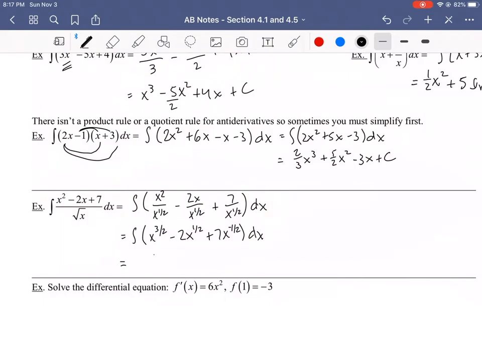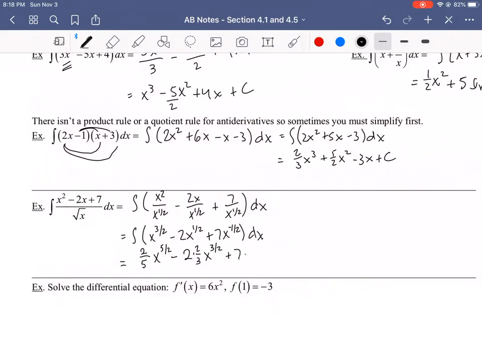So the first term is going to become x to the 5 over 2, and then when I divide by 5 over 2, that's simply the same thing as multiplying by 2/5. So I'm basically multiplying by the reciprocal of the new exponent. Minus, the 2 is just going to hang out in front, and then x to the 1/2 is going to become x to the 3/2. Divided by 3/2 becomes the same thing as times 2/3.